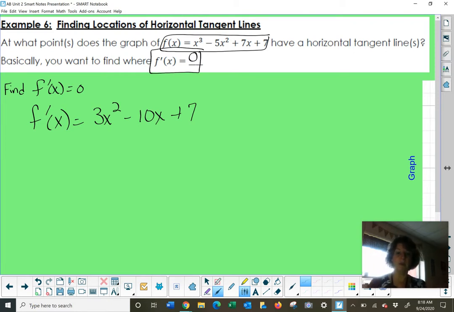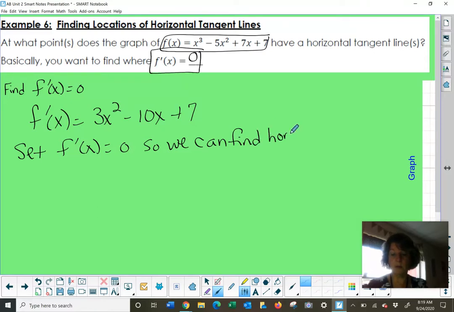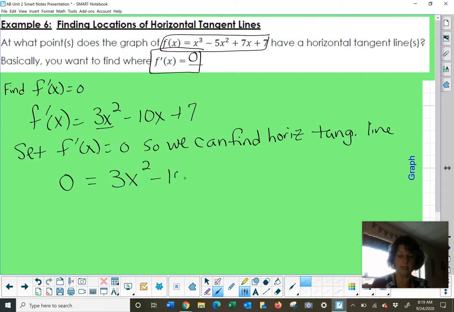Power rule. Power comes down, reduced by 1. Pause this if you need to. Now let's set f prime of x equal to 0 so we can find the horizontal tangent line. Maybe there's more than one, because we're looking at a quadratic function which might have two solutions, right? There's a chance that it does have two solutions. So 0 equals 3x squared minus 10x plus 7.